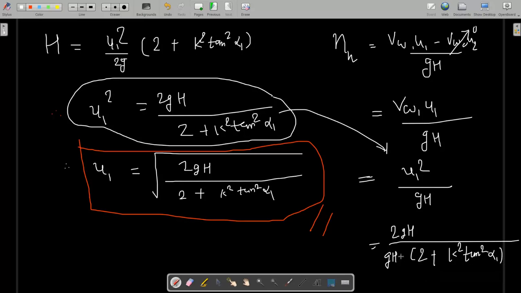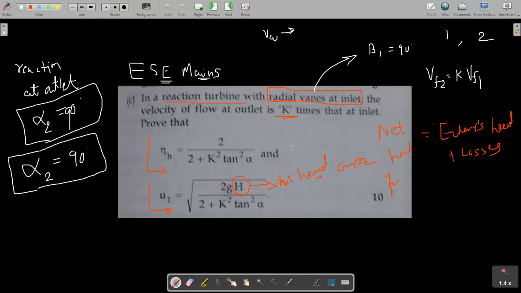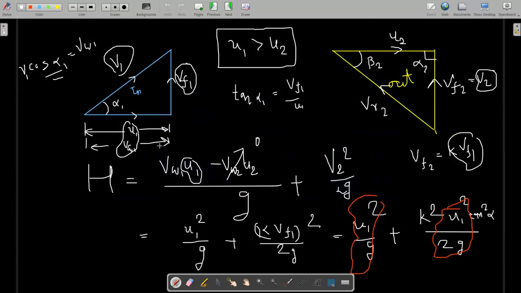gH will be cancelled out, so we can write the hydraulic efficiency as 2 divided by bracket 2 plus K square tan square alpha 1. So this is the answer to the second thing that they have asked. So here we have found both the things.